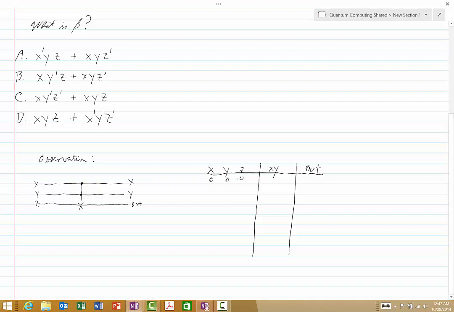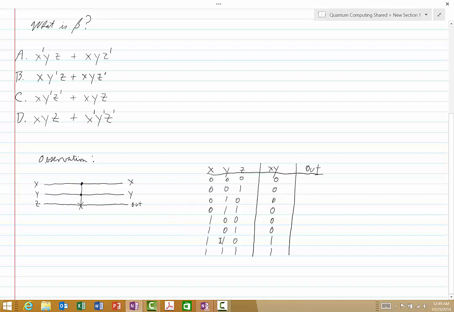Okay, so now we're going to go through all the possibilities. 0,0,0, 0,0,1, 0,1,0, 0,1,1, 1,0,0, 1,0,1, 1,1,0, 1,1,1. And now we calculate XY in each case, and so that's 0,0,0,0,0,0,1, and 1, because 0 ANDed with anything is 0. And so in each of the first six lines, either X or Y or both X and Y are zero. So that's why we get zero in the first six cases. But in the last two lines, X and Y are both equal to one, and therefore XY is equal to one.